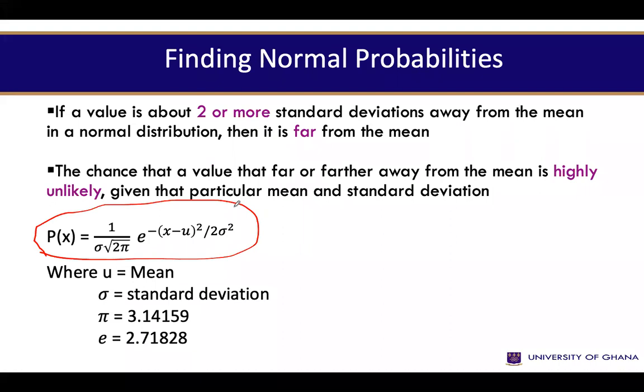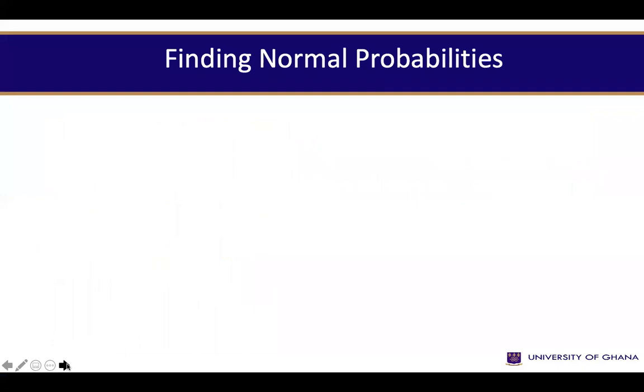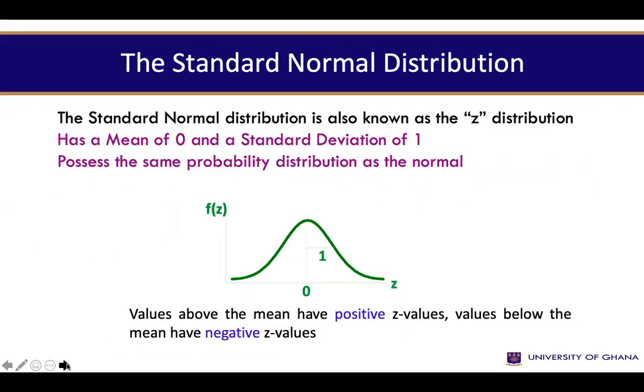So in other words, the mu is the mean, as you already know. The sigma is the standard deviation. We have pi, and then we have e, which is going to be 2.73. Now there is a special kind of distribution. There's a special kind of normal distribution that has a mean of 0 and a standard deviation of 1. That distribution is what we term the standard normal distribution.